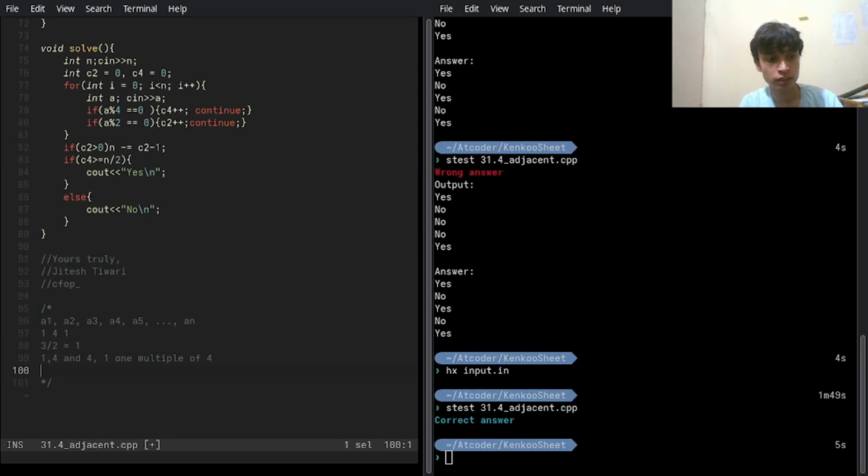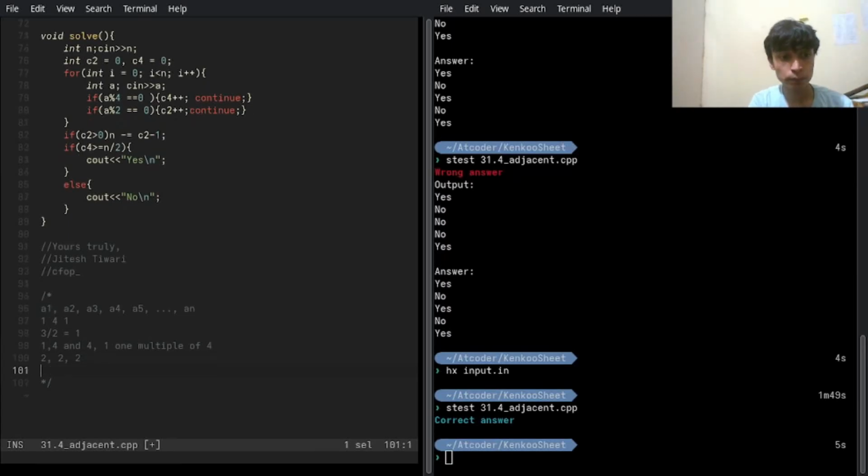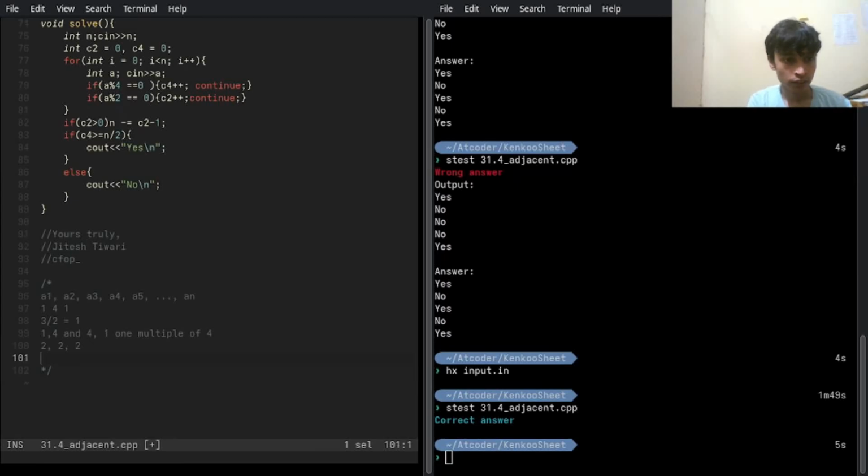Now some special cases. Assume like this. It doesn't have any multiple of 4, but it satisfies the logic because it has multiples of 2. So for it, the logic goes like this. First I will arrange all the multiples of 2 beside each other. But one multiple of 2 alone with 1 or 3 wouldn't work. So first arrange all the multiples of 2.